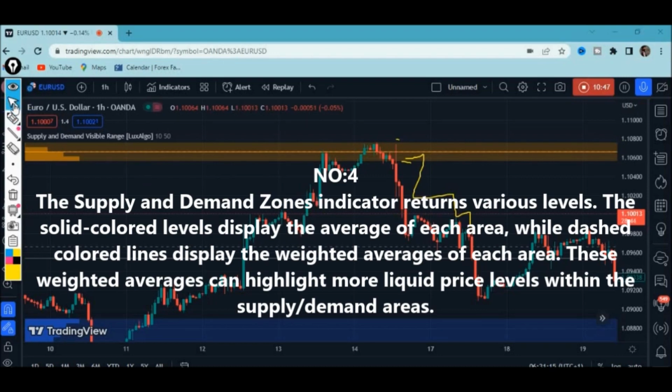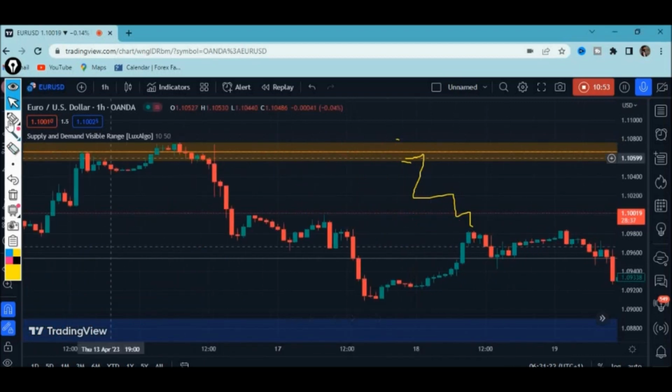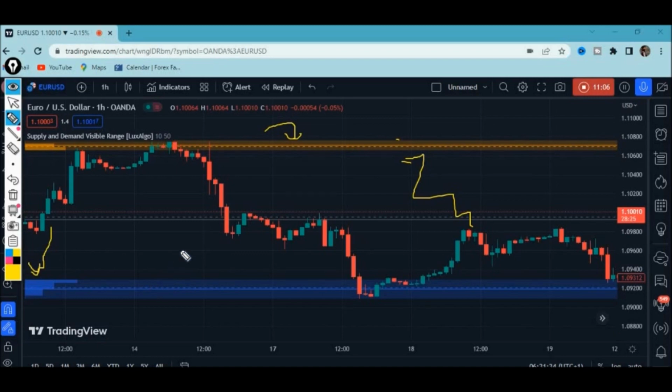So guys, you can see probably in our chart we have a dashed line, and I hope it's actually visible. This is the dashed line over here, and the dashed line also at this level over here. So just to make you understand, depending on what you can see on the chart, we have the dashed line and we have the solid areas, and the supply and demand zone indicator returns various levels. The solid colored levels display the average of each area, while the dashed line, what you can probably see over here, displays the weighted averages of each area. These weighted averages can highlight more liquid price levels within the supply and demand zones.